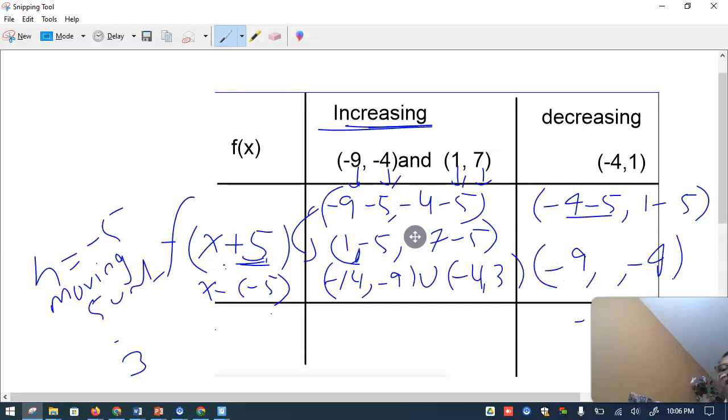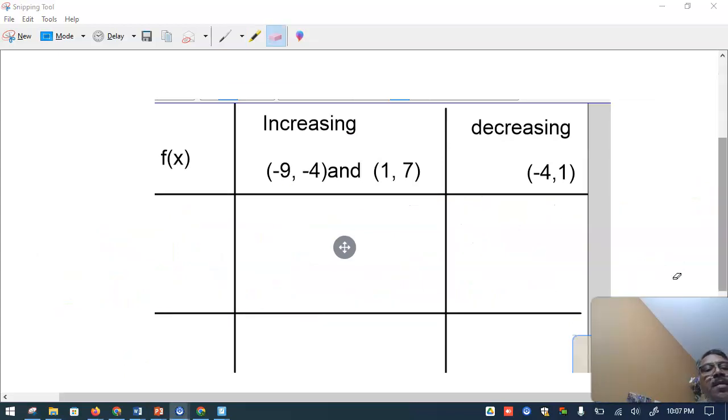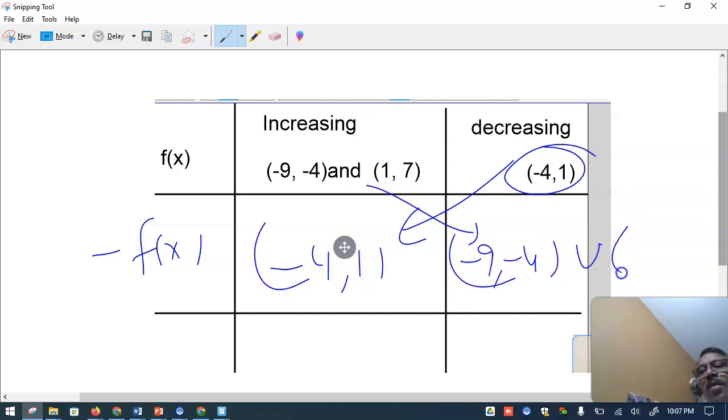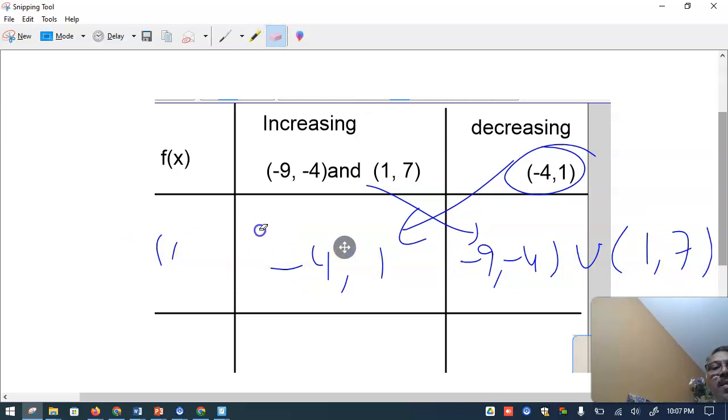I'm just giving an example. I may be making a little mistake here because I'm trying to finish it fast. The main thing I wanted to show is, as I said, the important one was what if it was minus of f of x. So it's a reflection of that. We just have to swap this. That negative 4 will just move here, and this will be minus 9, minus 4, union 1 to 7. You're done.